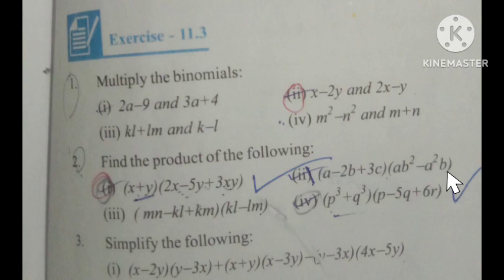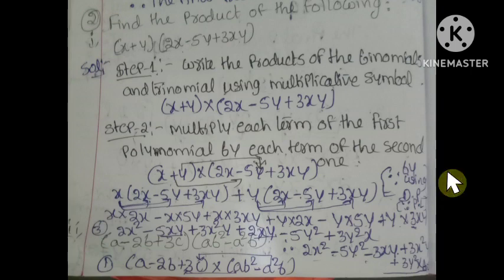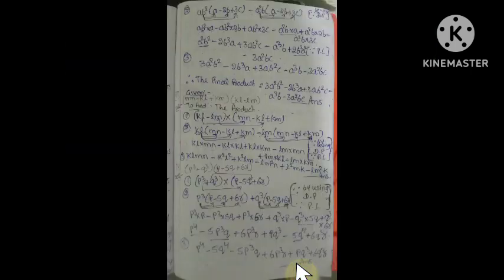How to find out the product. First, let's see the solution for this problem. Step 1: Write the product of the binomial and trinomial using the multiplicative symbol. (a - 2b + 3c) into (ab² - a²b). This is the first step.